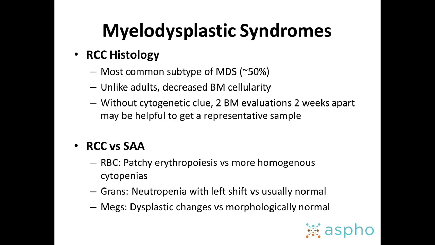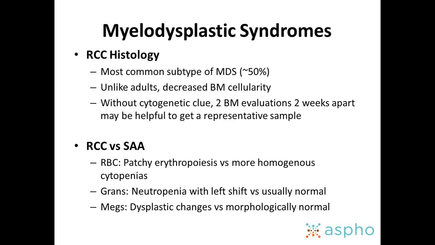So another question that the boards ask you to know is what's the histology of refractory cytopenia of childhood? This is the most common subtype of MDS. And I think unlike adults, you're going to see less cellularity in the bone marrow, so you're not going to have so much packed marrow all the time, although it certainly can happen. And if you don't have a cytogenetic clue, you really have to do at least 2 bone marrow evaluations 2 weeks apart to fulfill this refractory component, right?